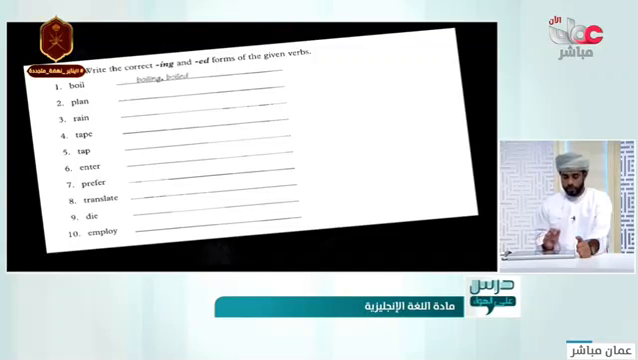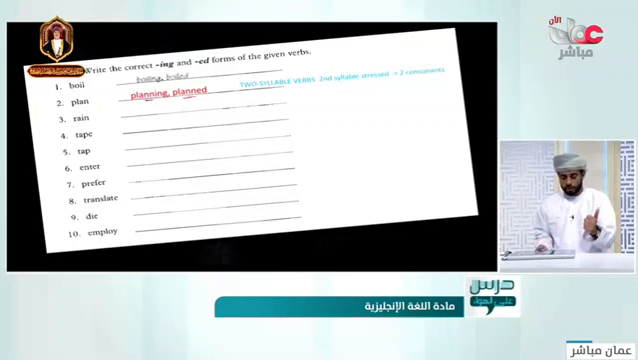It ends with what? Planning. We doubled the consonant here. Why is that? Because it is a two-syllable verb, plan. The stress in plan, as we said, with two-syllable verbs, the second syllable is stressed, so we double the consonant.